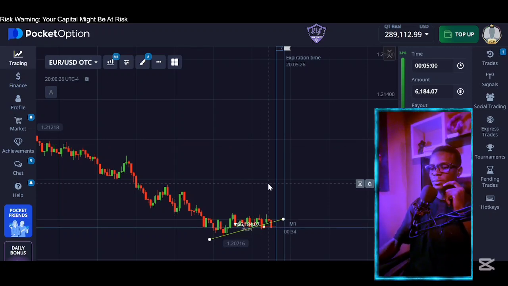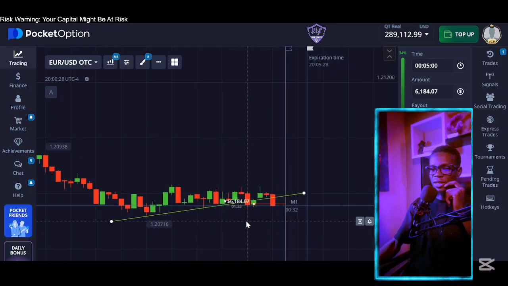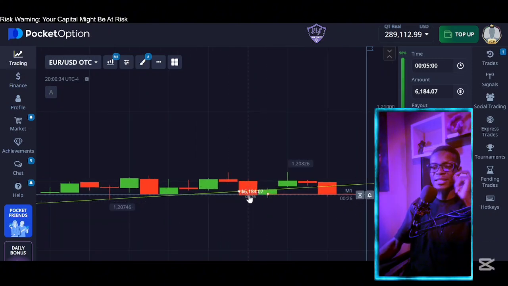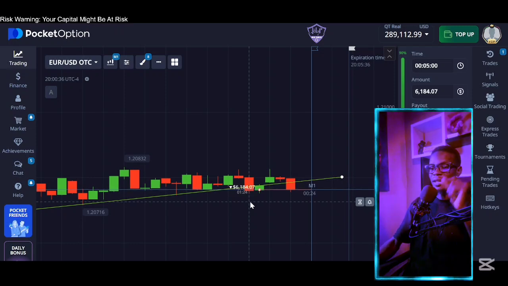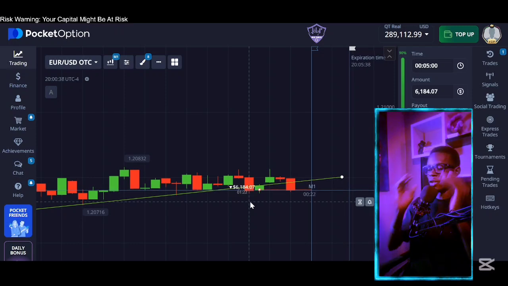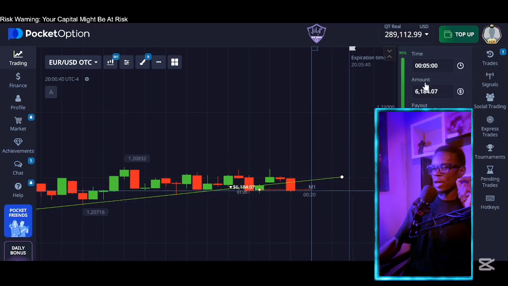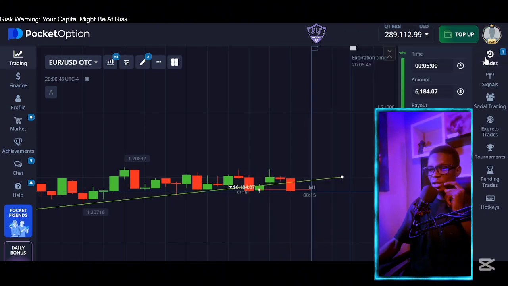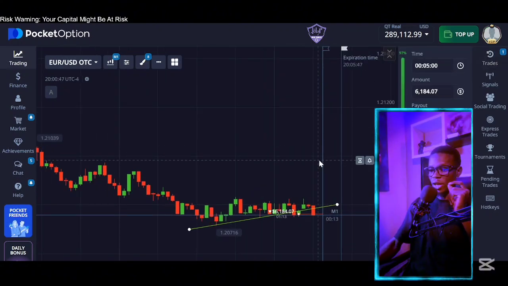Now, if you zoom in, you also see that this right here is a very beautiful red candle closing inside of my zone. That right there is the trigger that made me enter this trade. We have less than 1 minute actually for this trade to finish, and of course we'll explain everything about this trade.